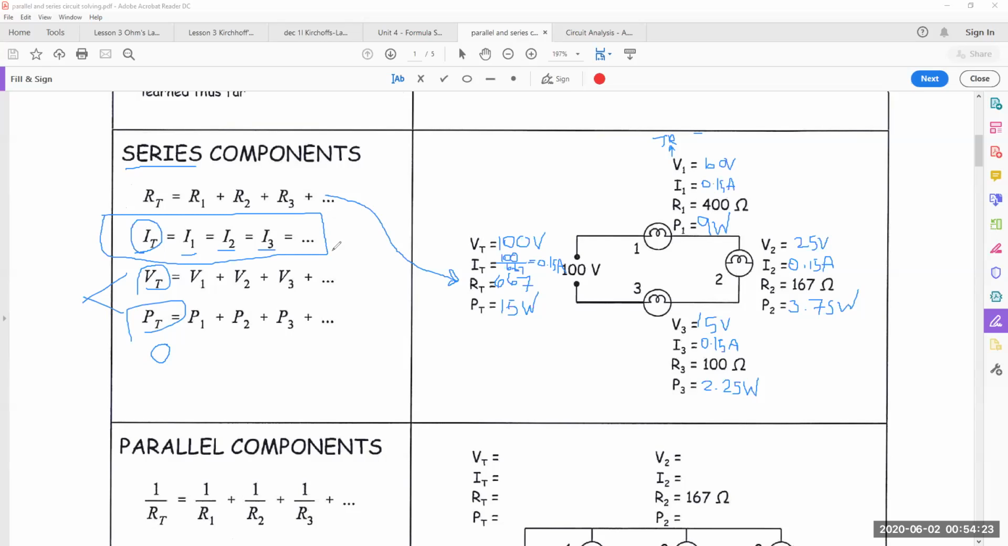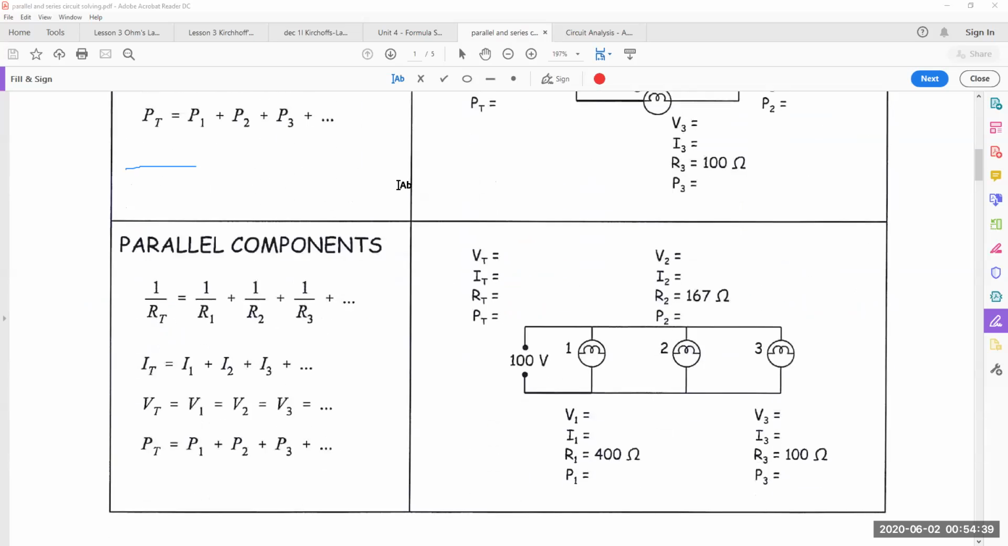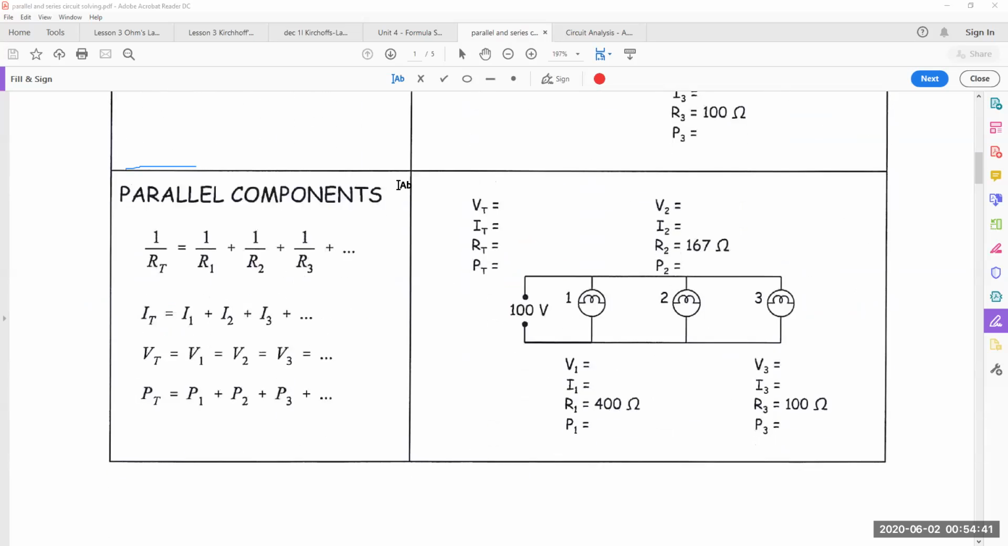Okay, so I'm going to erase that. Okay, now we're going to look at a parallel circuit.